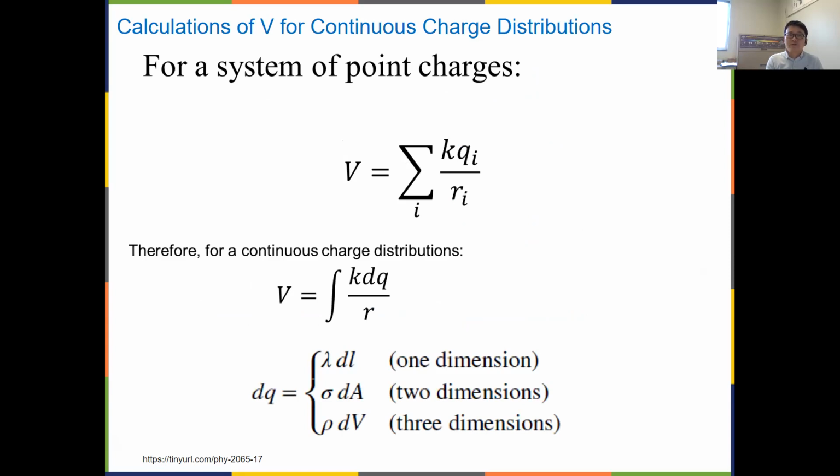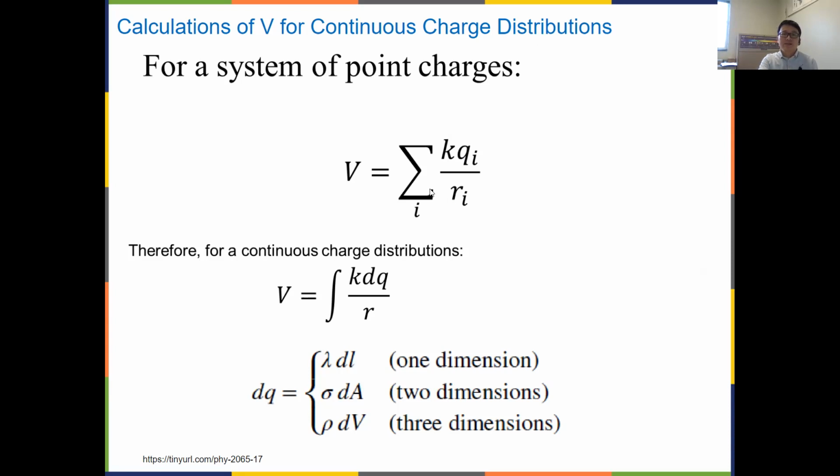So this should be new for this lecture. Today we will be looking at calculating electric potential V for continuous charge distribution. We ended at calculating for multiple point charges. But for a system of point charges, you do a summation of the electric potential by each of them.